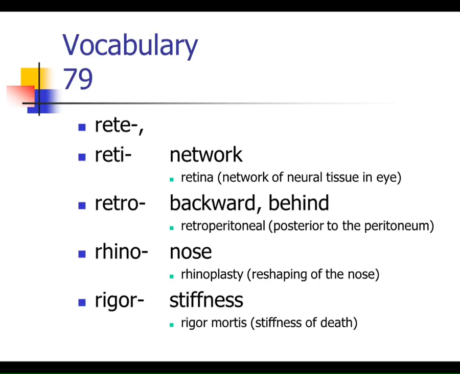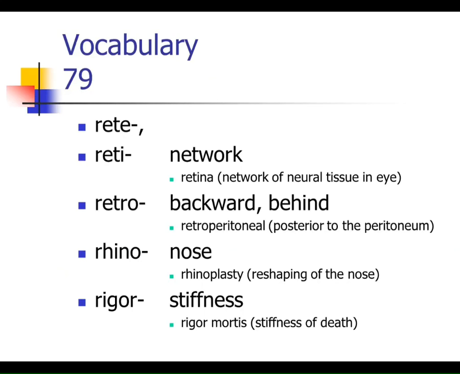Reti or reti, referring to a network. The retina, what is it? We know it's a layer of the eye, but what's back there on the retina? A network of receptors for vision. The endoplasmic reticulum, what was it? A network of membranes found around the nucleus. Reticular fibers, fibers that create a scaffolding or a network, right? So reti or retinaculum or reticulum.